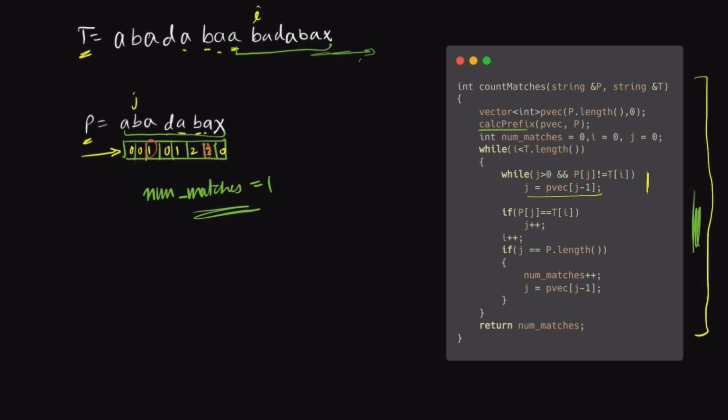This is the function that we are calling here, and we already saw its code. And then after you get the pvec array, which is nothing but the longest proper prefix which is also a suffix for every position in the string, you can just run this particular code and you can get the answer.